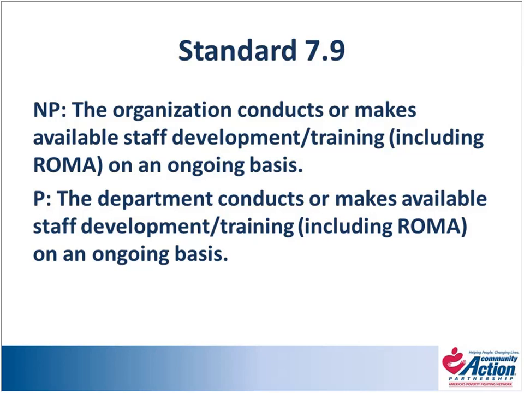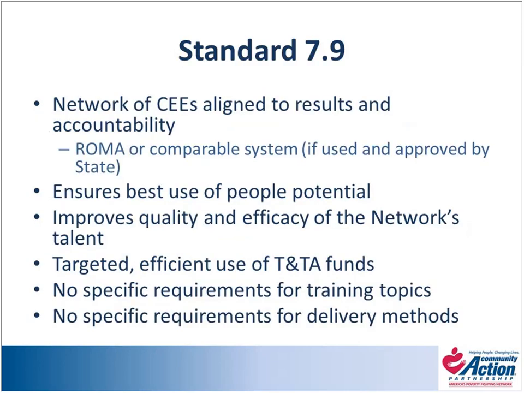Standard 7.9, this looks at the organization conducting or making available staff development and training, including ROMA, on an ongoing basis. And then for a public agency, it's really about the department conducting or making available, again, staff development or training on an ongoing basis. So with both, it's about the same thing.